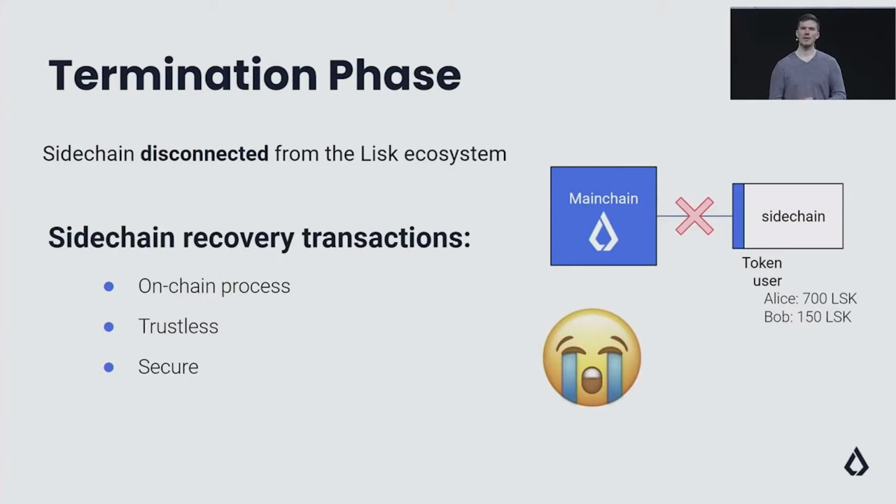However, if one connection is terminated and you cannot exchange messages from the sidechain to the main chain anymore, well, the tokens that you had on the sidechain are blocked there. You cannot send them back to the main chain. And so to avoid that users lose their tokens forever, we are introducing those recovery transactions, which are a fully on-chain process. So it's done on the main chain. You don't need access to the sidechain anymore. It's fully trustless, like everything is proved via Merkle proofs, and it's secure in the sense that nobody can steal tokens in closed sidechains.